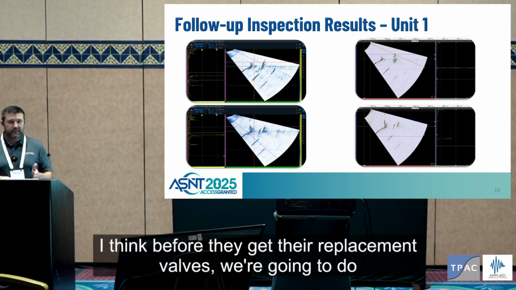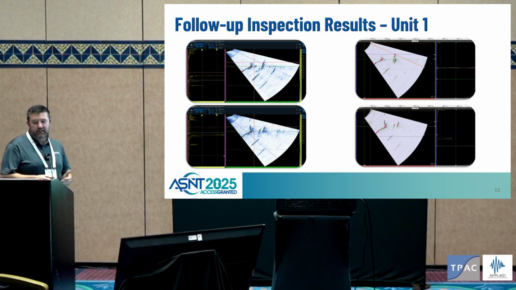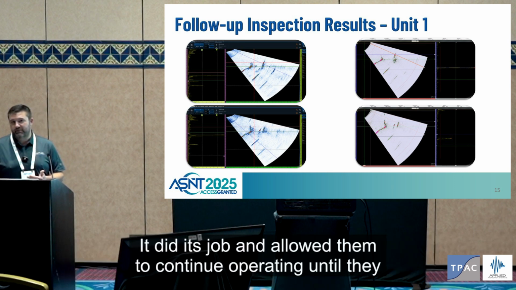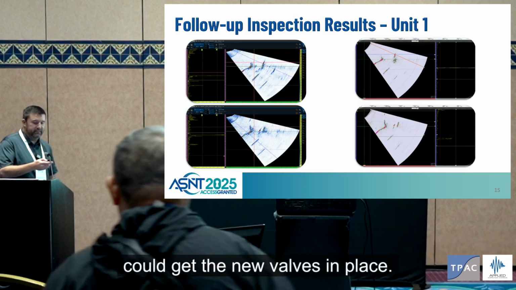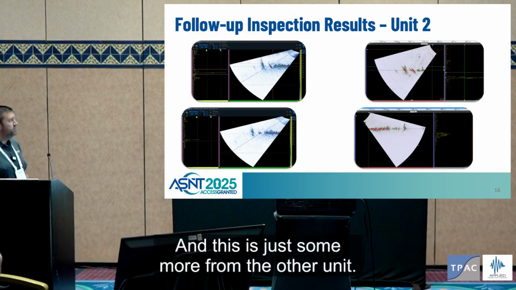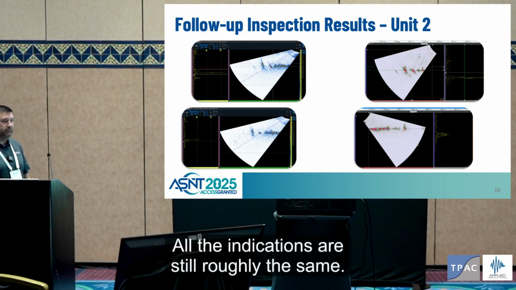I think before they get their replacement valves, we're going to do one more verification check. But so far, the weld overlay worked, it did its job, and it allowed them to continue operating until they could get the new valves in place. And it's just some more from the other unit. We're monitoring 2 units with the same problem. All the indications are still roughly the same.